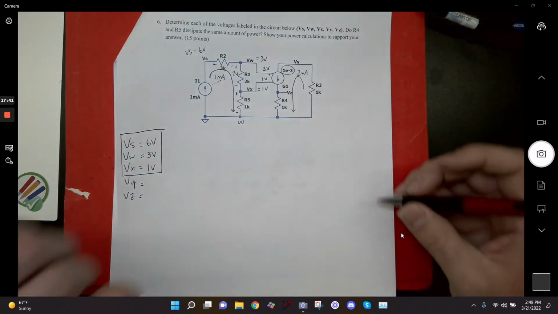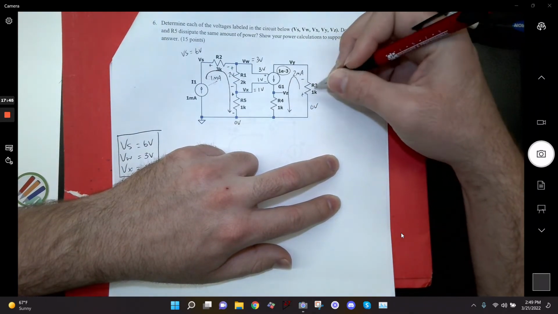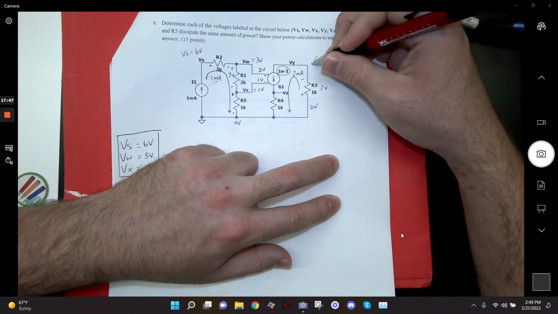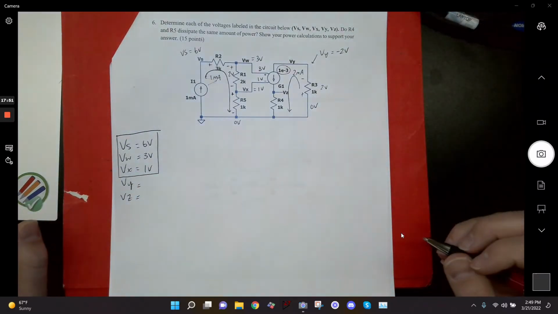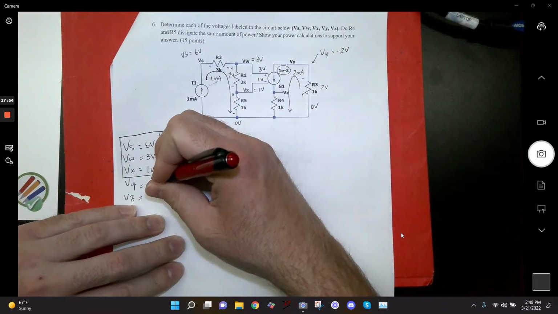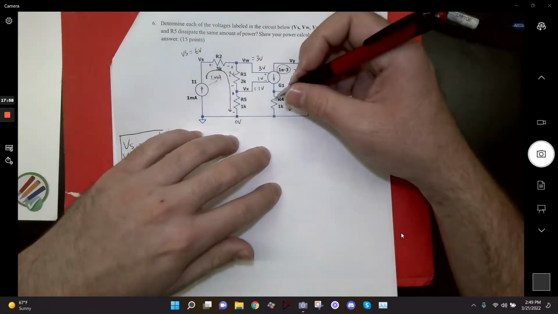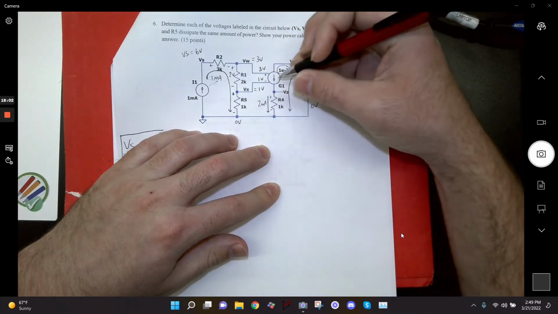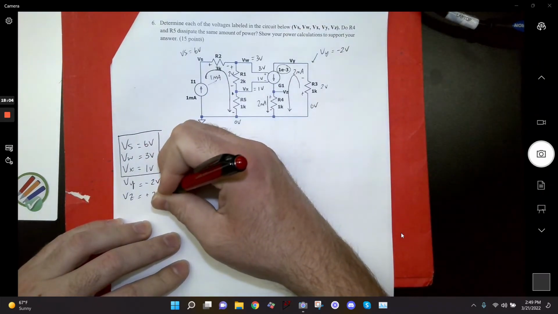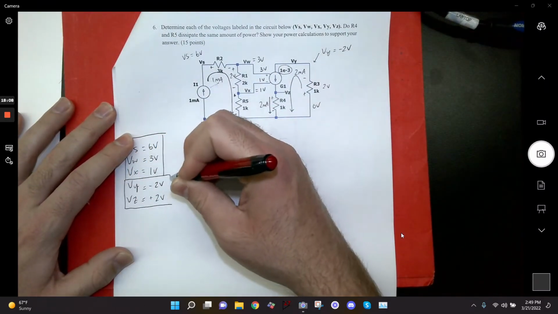All right? And so now I know this is 0 volts. I go plus to minus, a drop of 2 volts, so Vy is going to be negative 2 volts. I'll write that here. And then lastly, I need Vz. 2 milliamps flowing there, I get a drop of 2 volts, so Vz should just be positive 2 volts. So now I've got all my voltages.